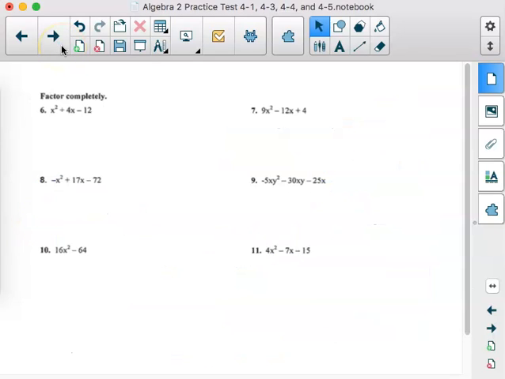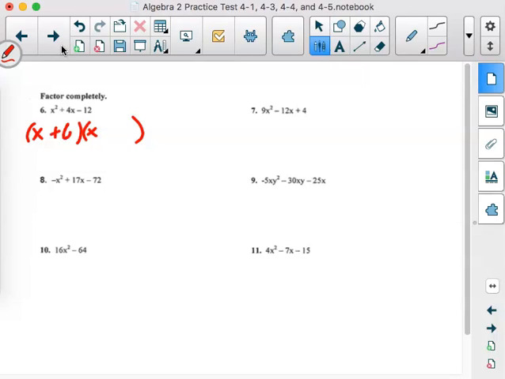Next page, we start with factor completely. So number 6, x squared plus 4x minus 12. You go through that mental list of, is there a greatest common monomial factor? Nah, nothing I can pull out of all of those. Is it a perfect square trinomial? No, negative 12 is not a perfect square. So it must be good old-fashioned factoring. So I'm looking for two numbers that multiply to negative 12 and add to 4. X plus 6 and x minus 2.